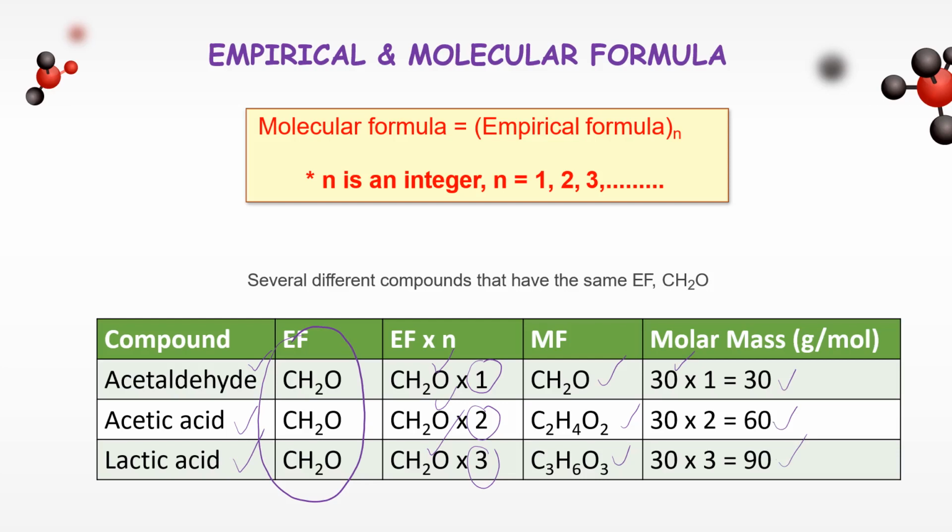But we can also calculate the molar mass directly from the molecular formula. Let's say here we have C3H6O3, so 12 for carbon times 3, plus 6 times 1 for hydrogen, plus 3 times 16 for oxygen, so we will get 90 gram per mole also.